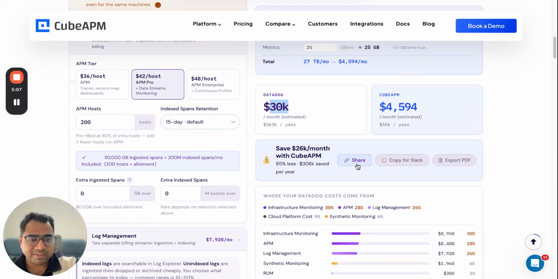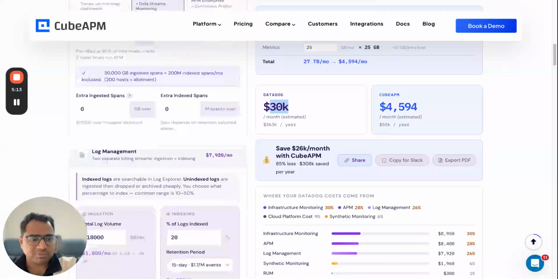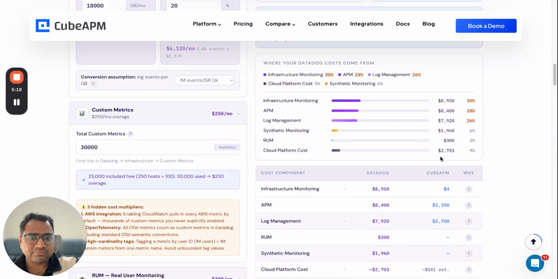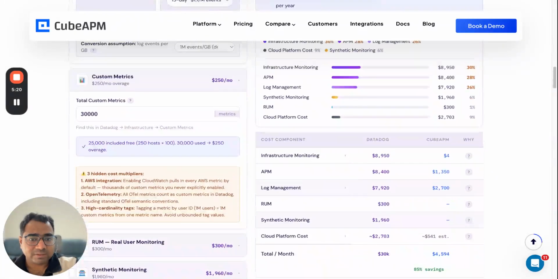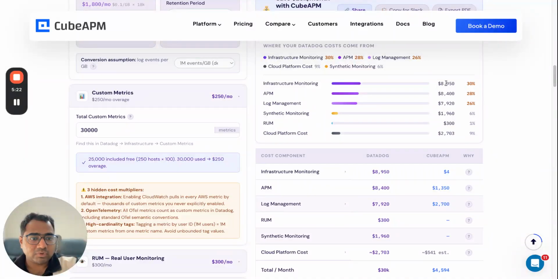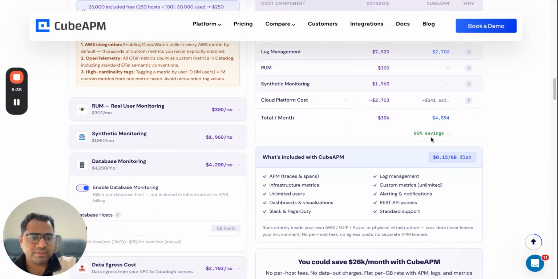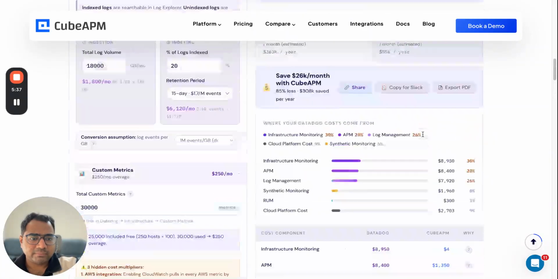And here we have options. If I share this link with anyone, they'll get all these numbers pre-filled. I can export this as a PDF, and below I can also see where this $30,000 is being spent. Under infra monitoring, I'm spending almost $9,000, APM $8,500, log management $8,000. So that way I can see a percentage split as well. And then here I'm comparing the cost components of Datadog versus CubeAPM for every head that we have. We will see savings of 85% on CubeAPM.